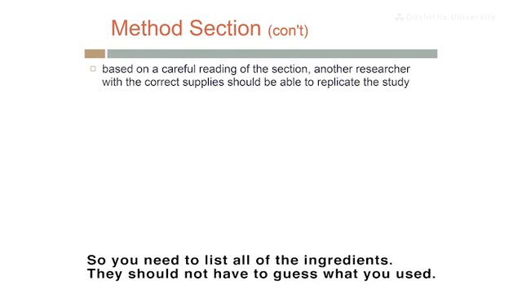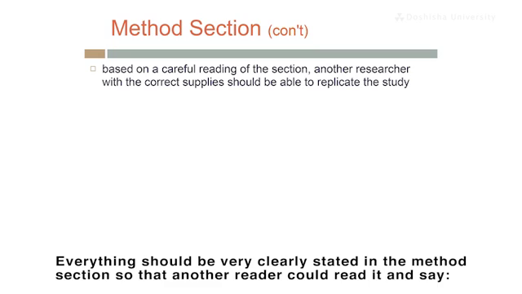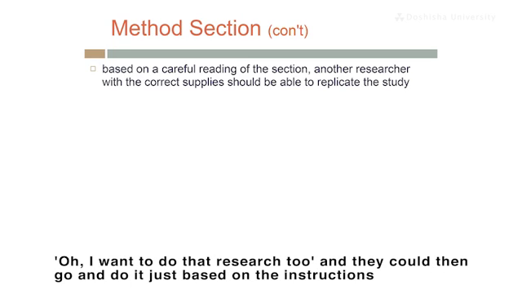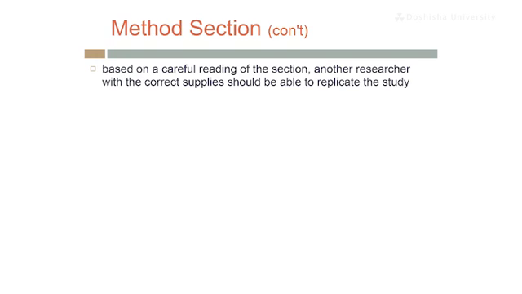So you need to list all the ingredients. They should not have to guess what you used. They should not have to guess about the procedure. Everything should be very clearly stated in the method section so that another reader could read it and say, oh, I want to do that research too. And they could then go and do it just based on the instructions given in the materials and methods section.